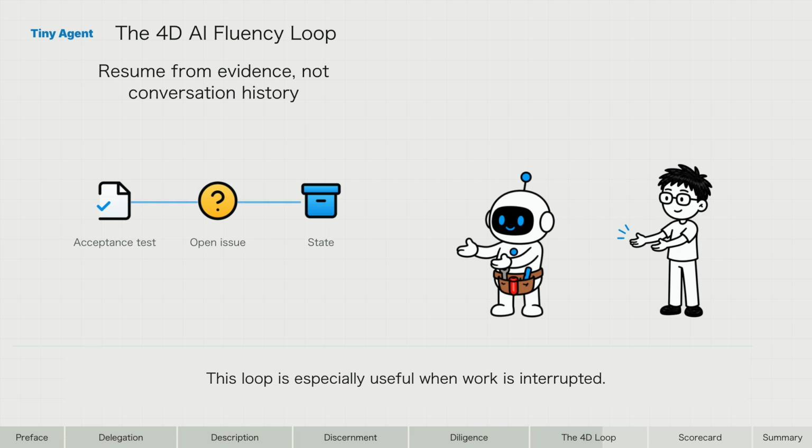This loop is especially useful when work is interrupted. Save the current goal, artifact state, unresolved question, next allowed action, and acceptance test. A new session can resume from evidence instead of replaying a long conversation.